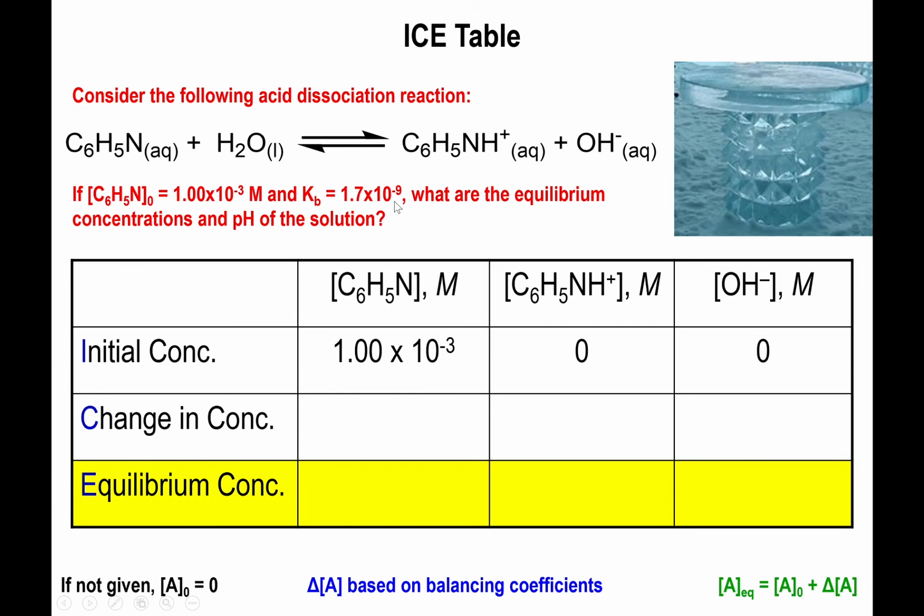So kind of like what we did before, the initial concentrations will be 10 to the negative 3 for the reactant, 0 for both of the products. The change in concentration will be minus x, plus x, plus x, and your equilibrium will be 10 to the negative 3 minus x, x, and x.